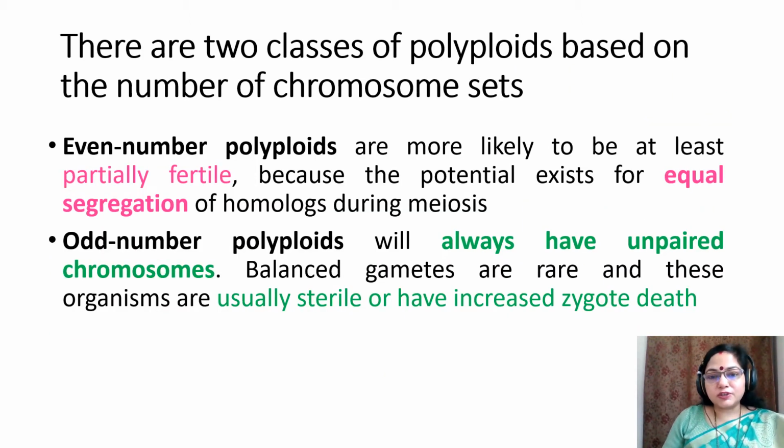There are two classes of polyploids based on the number of chromosome sets: even number polyploids and odd number polyploids. Even number polyploids are more likely to be at least partially fertile because the potential exists for equal segregation of homologs during meiosis. While odd number polyploids will always have unpaired chromosomes, balanced gametes are rare and these organisms are usually sterile or have increased zygote death.